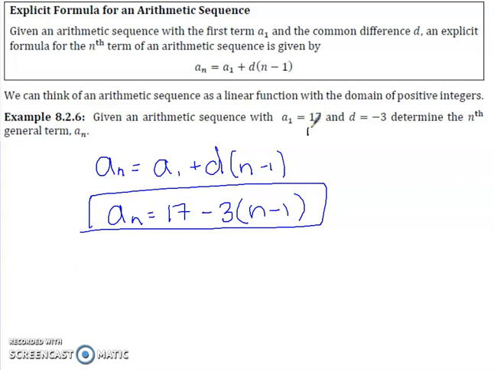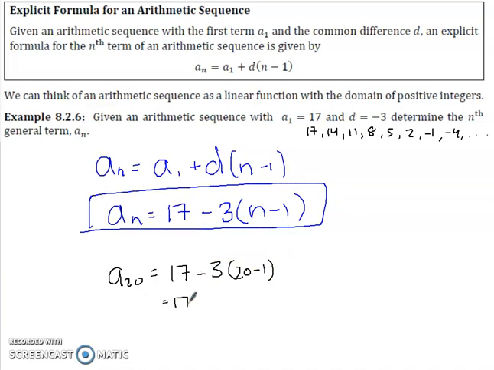I can start with 17 and then just subtract 3 over and over until I get to the 20th term in line. So here I've got 1, 2, 3, 4, 5, 6, 7, 8, and so on. That would take a while and it would be annoying. Option 2, now that I have this formula, I can say let's just plug in the 20 and figure out what value I'm going to have in the 20th place.